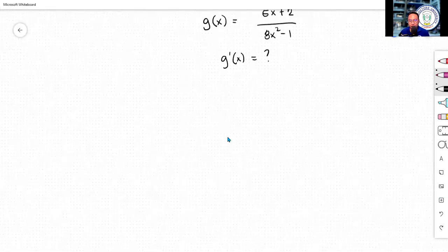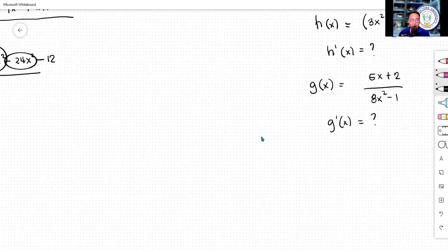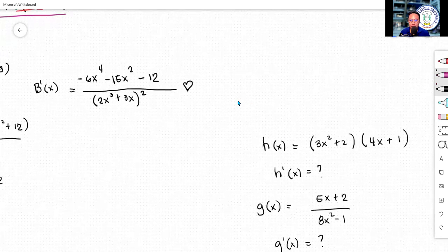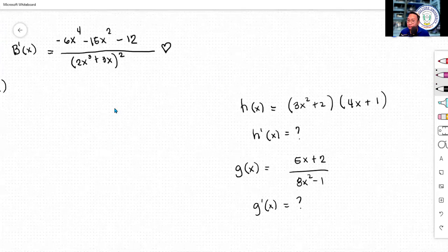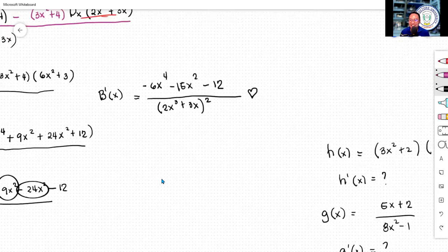Any questions so far for product rule and quotient rule? I have a question on the quotient rule. Go. How do we determine in the final answer that the denominator can no longer be cancelled out? That's actually a good question.